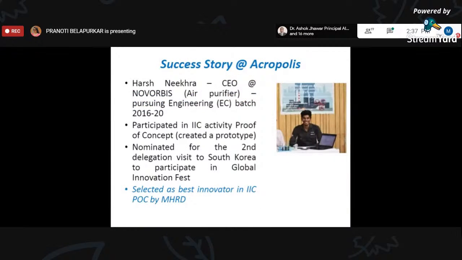Another very great success story is of an Acropolian, Harsh Nikra, who is currently working as CEO at Novorbis, the air purifier company. You might have seen this news many times in national newspapers. He was a student of an engineering batch and just passed out in 2020. He once participated in an IIC activity, POC concept, where he presented a proof of concept in the form of a prototype. There he was nominated for the second delegation visit to South Korea to participate in GII Fest, and was selected as best innovator in IIC POC by MHRD. It's a matter of pride not only for AITR, but for the whole group of institutions of Acropolis.